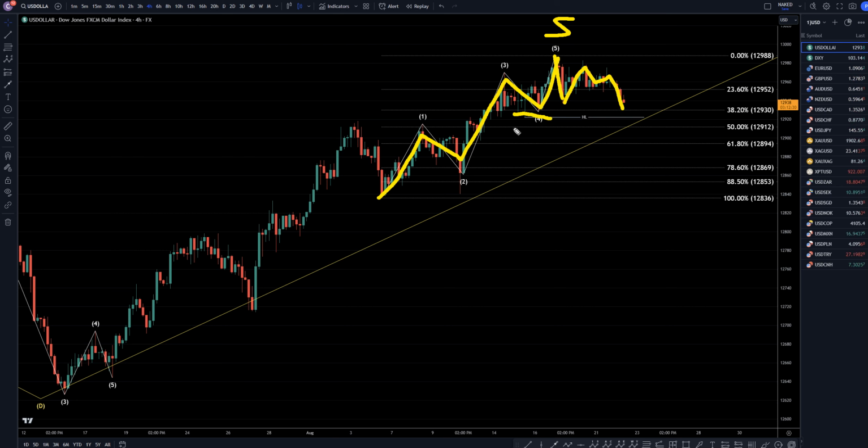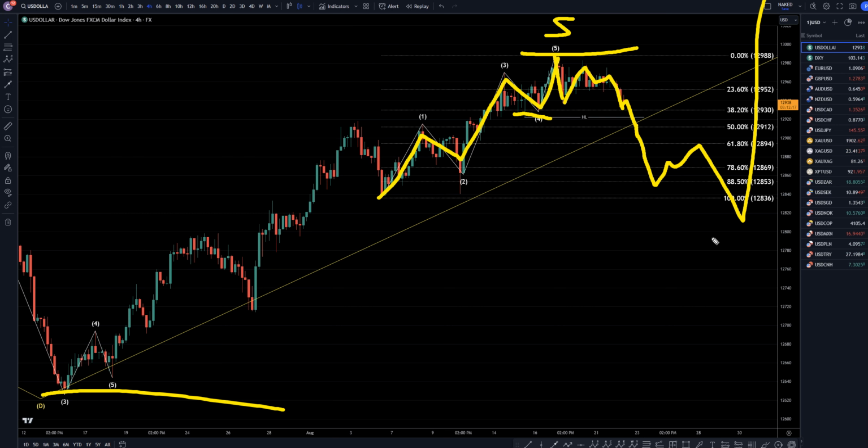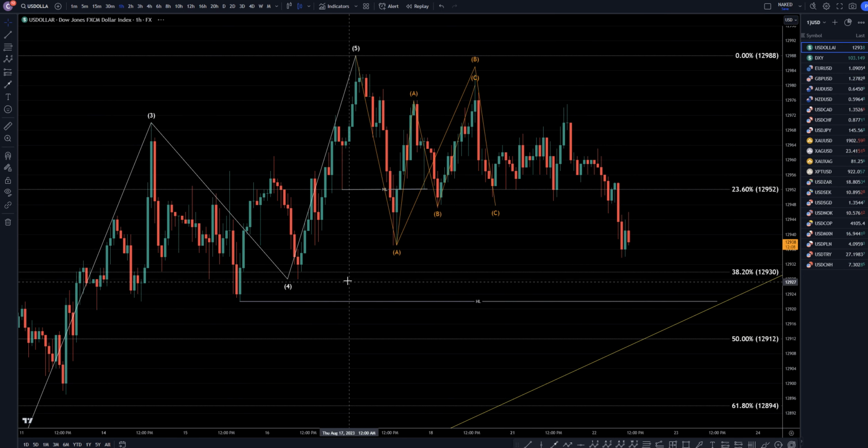We have not broken structure to the downside yet, but I do think there is a good chance that it is going to break structure. I actually think there's a good chance this is going to end up being a correction to this whole move up, which means it's probably going to end up stretching out quite a bit and maybe doing something like that, making a bigger ABC correction most likely before it does end up continuing the uptrend. So let's take it down to the 1 hour time frame.